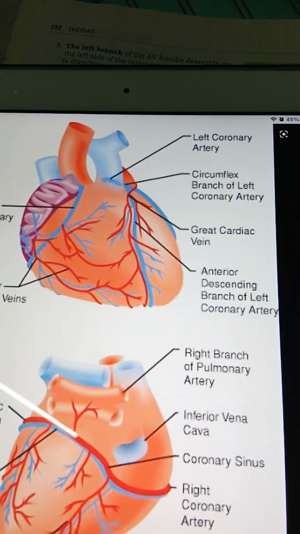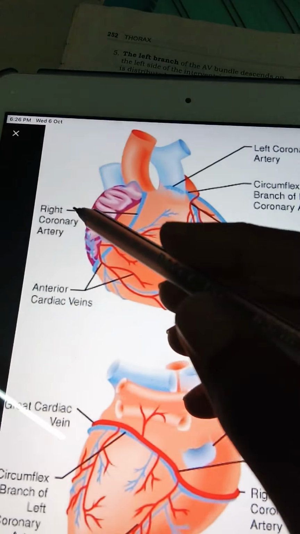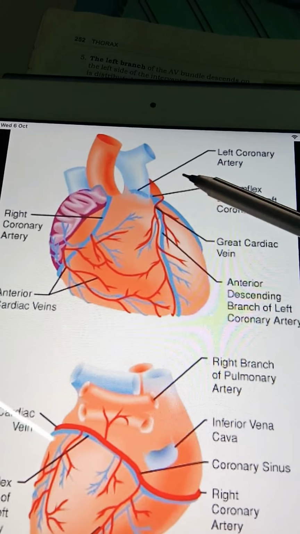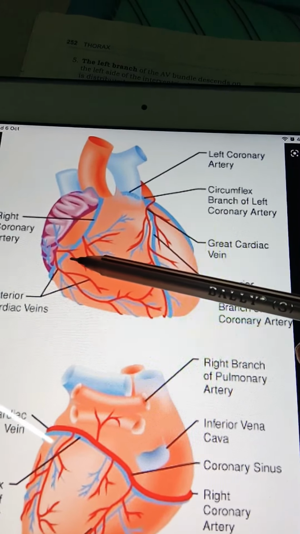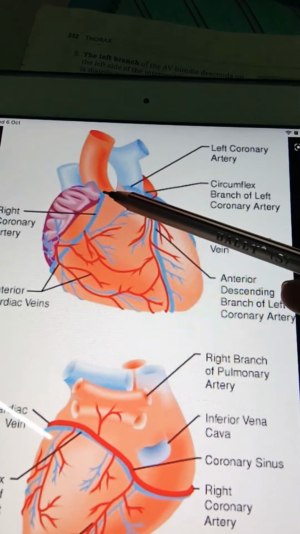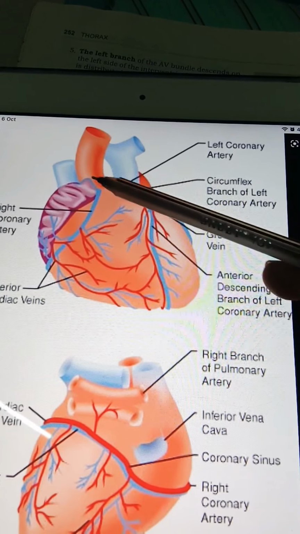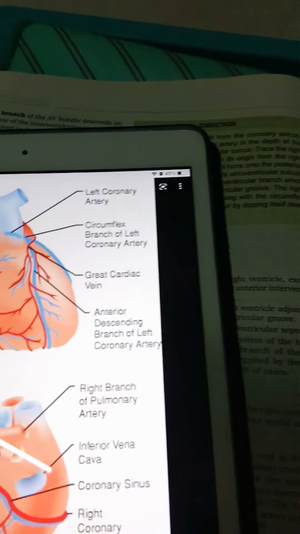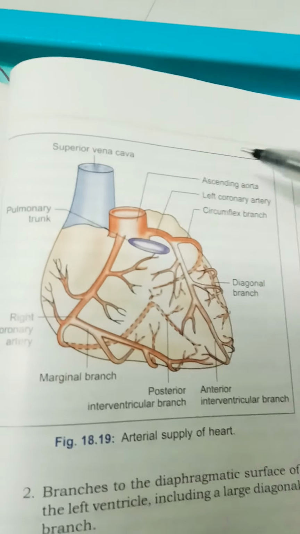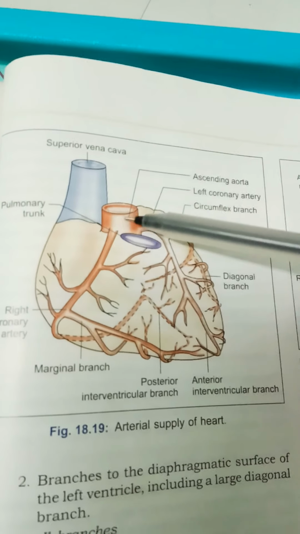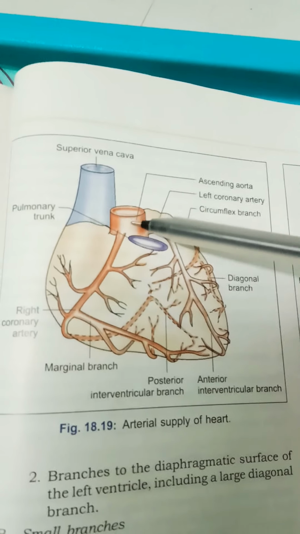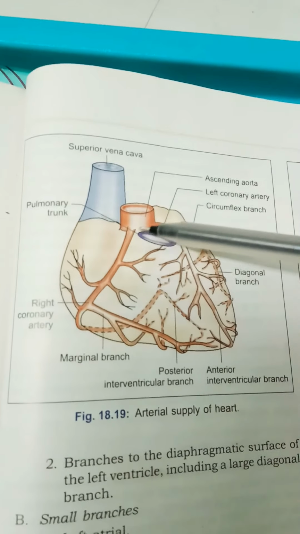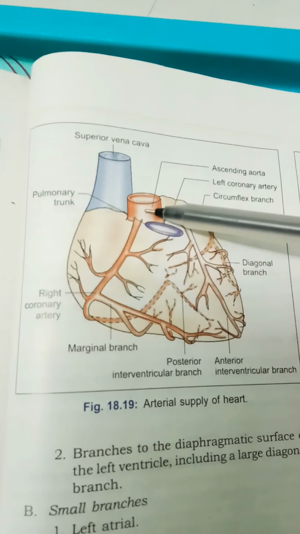Next, we'll see the right coronary artery in detail. The right coronary artery is smaller when compared with the left coronary artery, and it mainly arises from the aortic sinus. So what is the aortic sinus? The ascending aorta has a root, and in it we have cusps. Inside the cusp, the space which is present is called the sinus. Hence we say the right coronary artery arises from the aortic sinus.